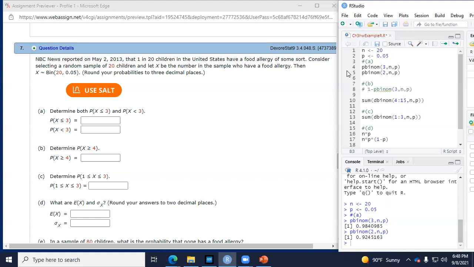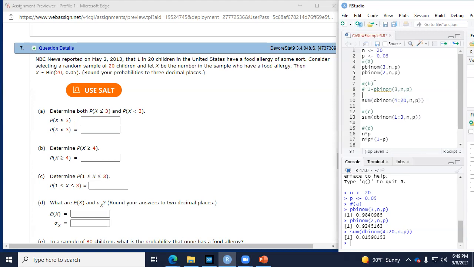By the way, this is the shortcut key. You can do Control Shift and C to comment one line, and you can also do Control Shift and C to uncomment it. If you use R a lot, you will find this handy. So this is what you can do. The probability of X greater than or equal to 4 is the summation of all the probabilities when X is at least 4. So this is one way to do it. You just run it, you get this.